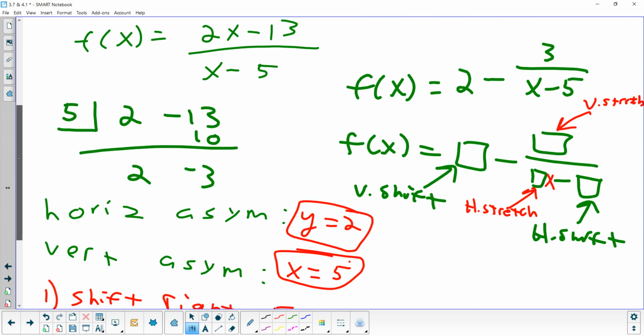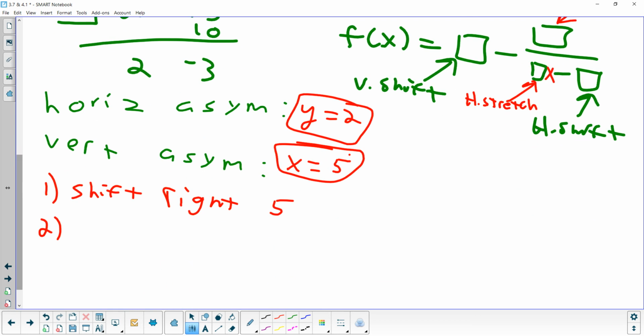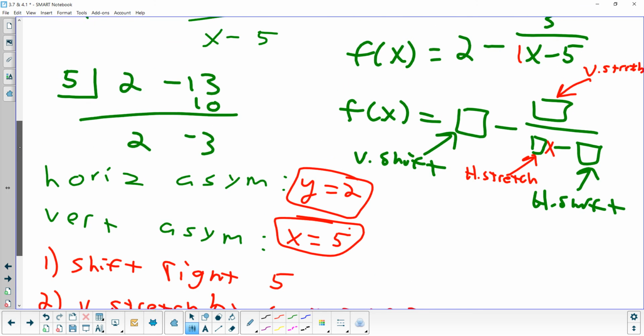Okay. Is there a horizontal stretch in this one? No, it's a 1. Next thing we look at is the vertical stretch. Is there a vertical stretch? By a factor of how much? 3. So vertical stretch by a factor of 3. And what's the last thing that we do?